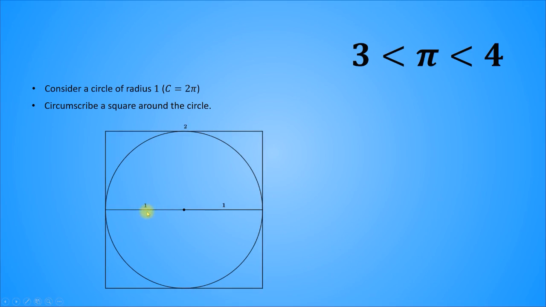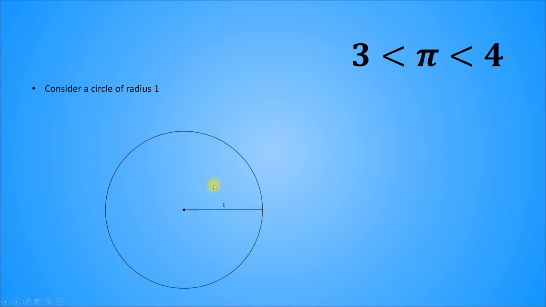So here I've drawn in another radius, right? So the diameter of this circle is 2, and you can see that the diameter of this circle is the same as the length of the side of the square. So this side has length 2, and because it's a square, they all have length 2. So the perimeter of the square, which I'll call PS, that's 2 plus 2 plus 2 plus 2 is 8. So clearly, the circumference of the circle is less than PS, which means that 2 pi is less than 8.